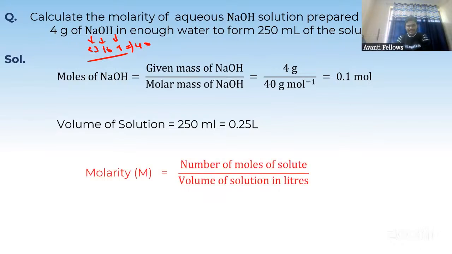So what is the formula of molarity? That is number of moles of the solute divided by the volume of the solution. So it comes out to be 0.1 divided by 0.25, right? So 0.1 divided by 0.25. So this is the formula we have. Got it?